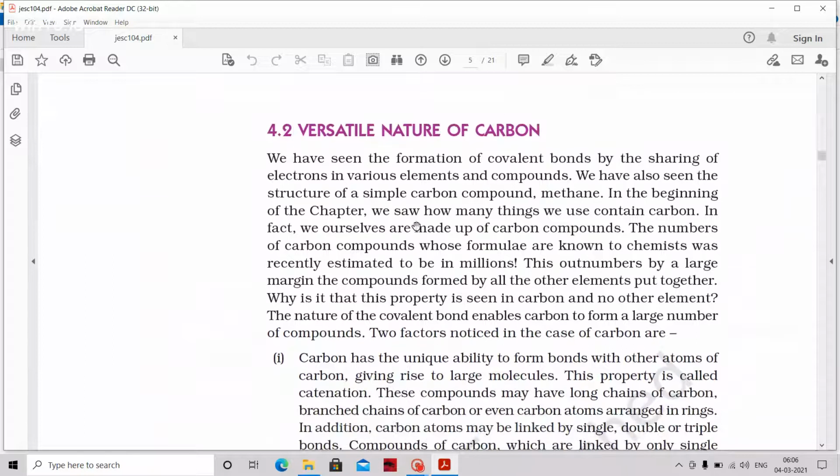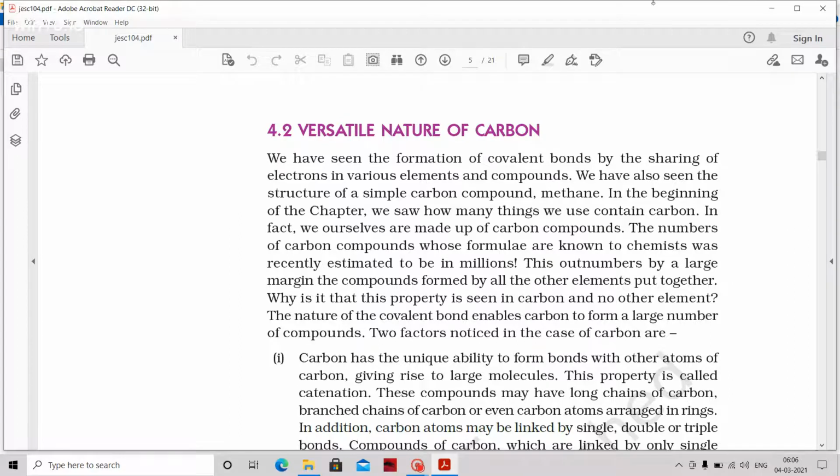Now we will see the very important concept of carbon. As I told in the previous video, carbon forms a huge number of compounds. Why does carbon have the capacity to form a huge number of compounds with different atoms like hydrogen, nitrogen, oxygen, and on its own atoms? That's why in chemistry you have a lot of carbon compounds, so we study carbon separately.